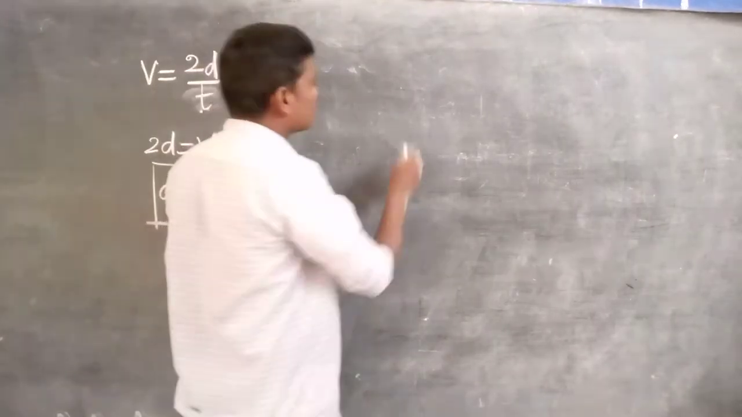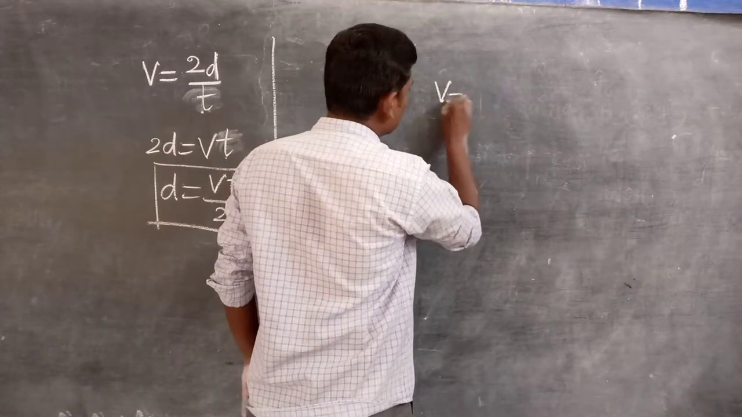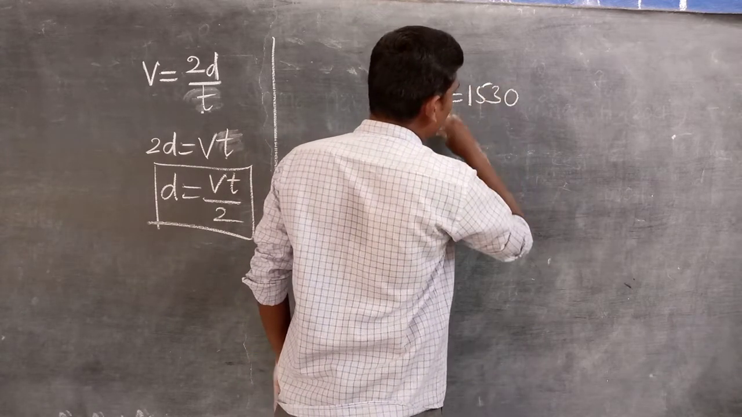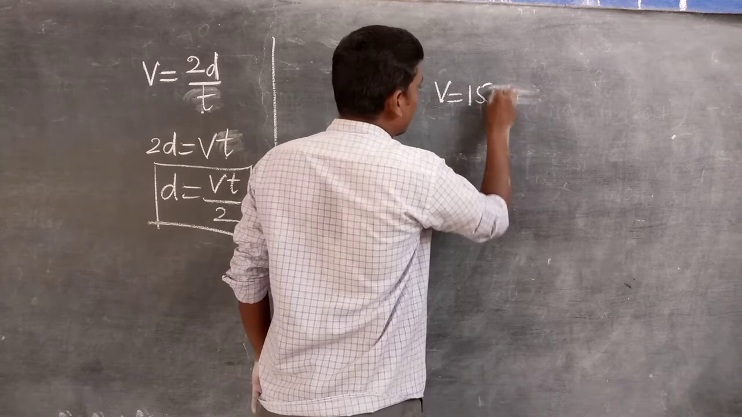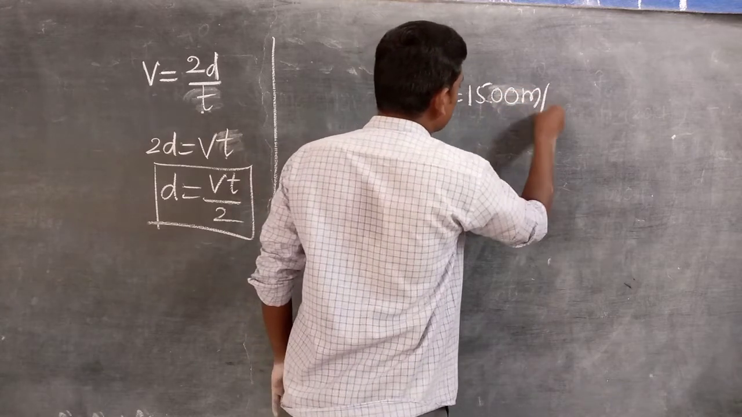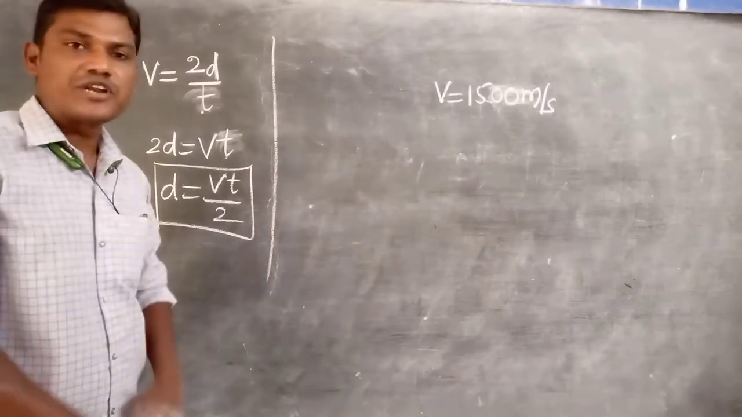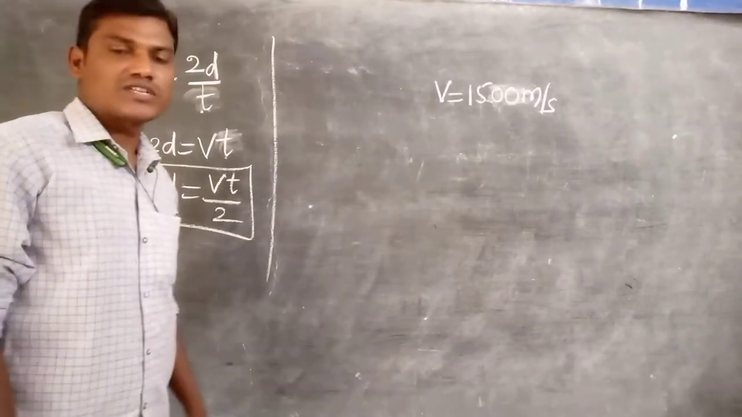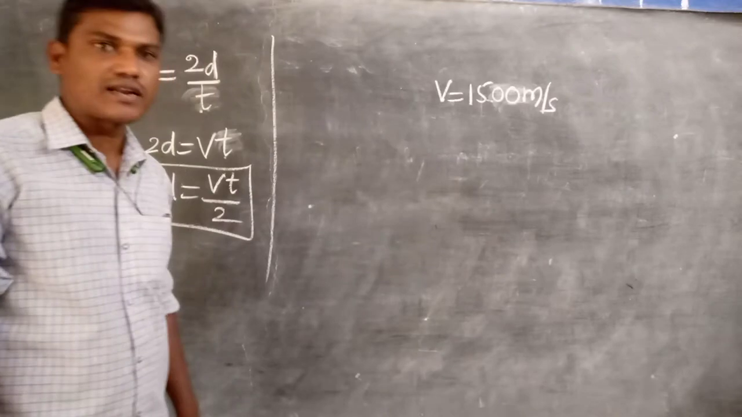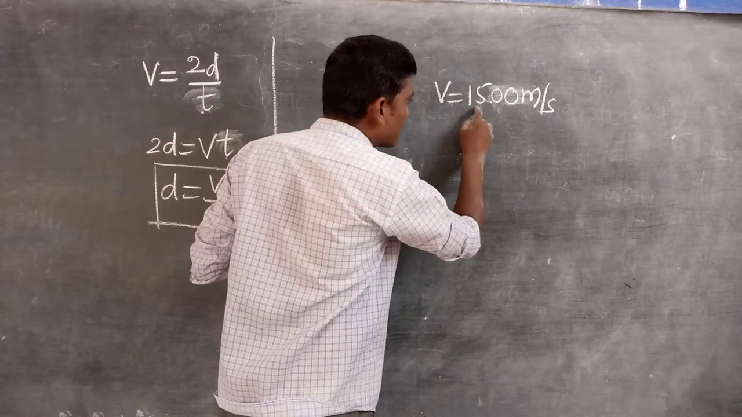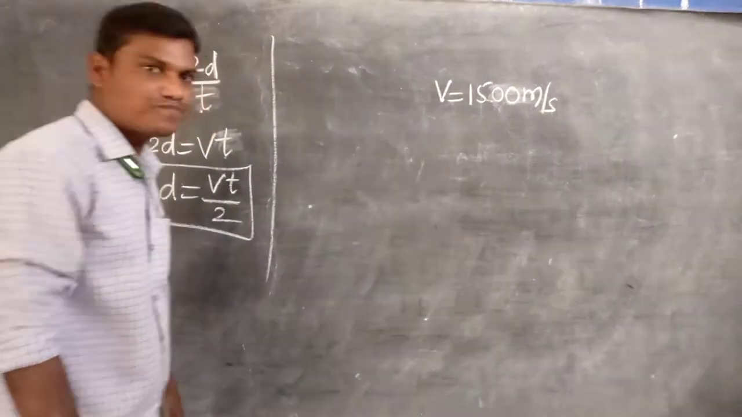For example, I will tell you the velocity of sound in water. We know it is 1531, or 1530, but simply for understanding, 1500 meters per second. The velocity of sound at 25 degrees Celsius is 1531 meters per second in water. But for our convenience, I will write that the velocity of sound is 1500 meters per second.